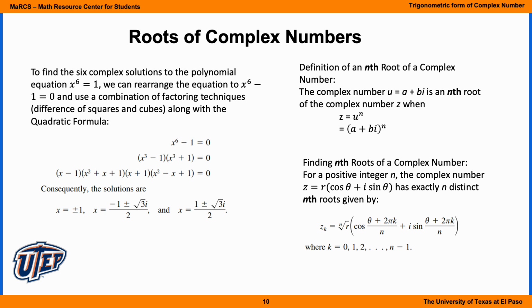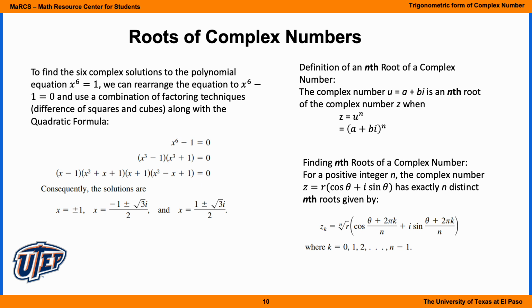So to find the 6 complex solutions to the polynomial equation x to the power of 6 is equal to 1, we can rearrange the equation as x to the power of 6 minus 1 and set that equal to 0. We can use a combination of factoring techniques, so the difference of squares and cubes, along with the quadratic formula. So first we move the 1 to the left hand side, so we subtract on both sides. So now we have x to the power of 6 minus 1 is equal to 0.